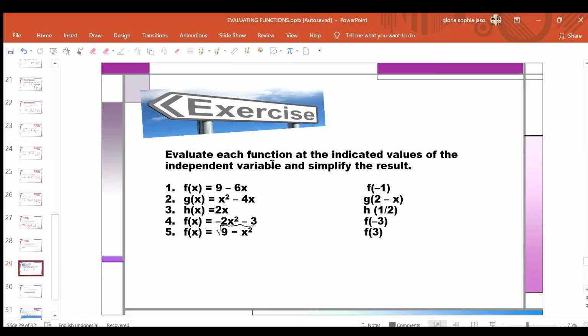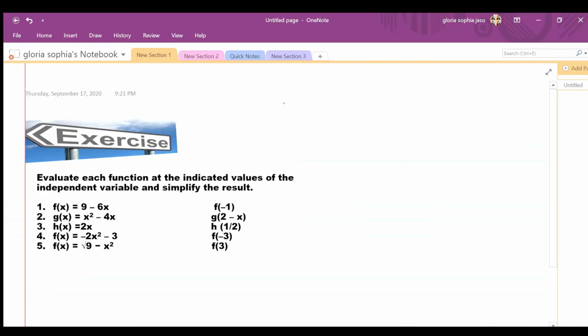So, try nga natin kung naintindihan natin yung diniscuss natin ngayon. So, evaluate natin to sa isang papel. Kuha kayo ng papel. So, let's read. Evaluate each function at the indicated values of the independent variable and simplify the result. So, ito yung sasagutan natin. So, later, you can pause the video and later I will reveal the answer. So, pakita natin yung sagot sa exercise natin.